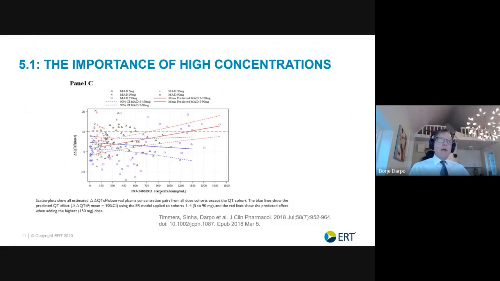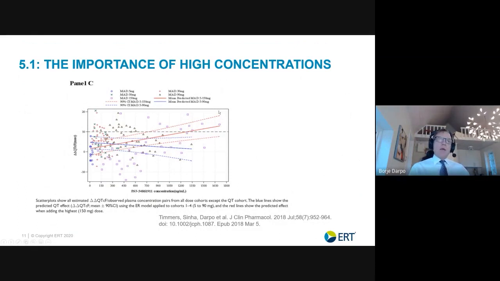And we're looking at the QTc interval on the y-axis and concentrations on the x-axis. And we can see that when we're looking at doses up to 90 milligram in a multiple ascending dose study, the model predicts that this drug will not cause QTc prolongation.